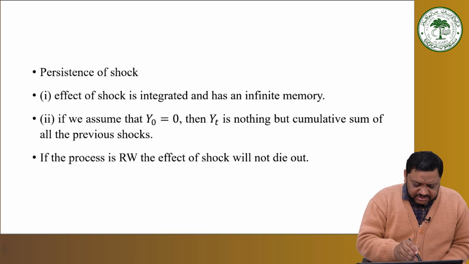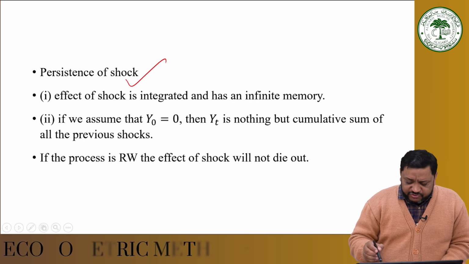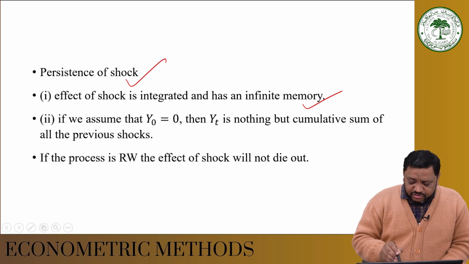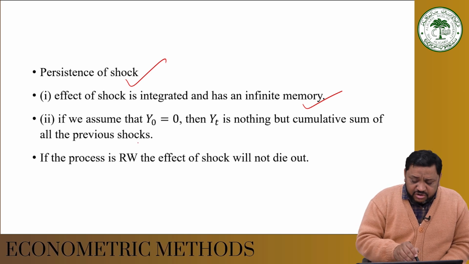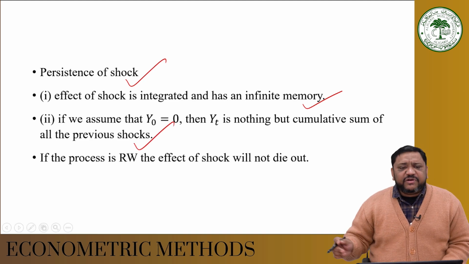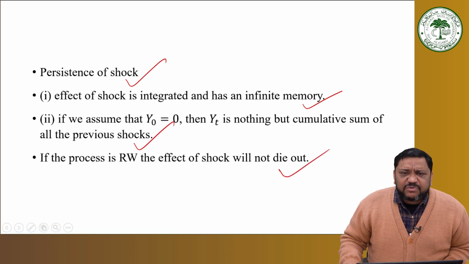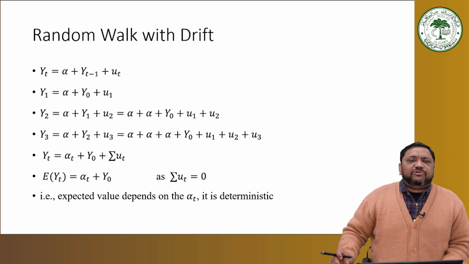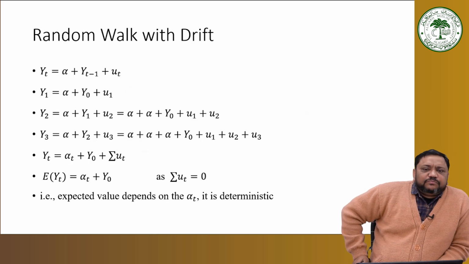We are just discussing the characteristics. There is a persistence of shock, and the effect of shock is integrated and has an infinite memory. If you assume y0 is equal to 0, then yt is nothing but a cumulative sum of all the previous shocks, and in the process the effect of shock will not die out. These are some of the takeaways from this discussion on the random walk model without drift and without a trend. Now, we take the second model, random walk with drift.